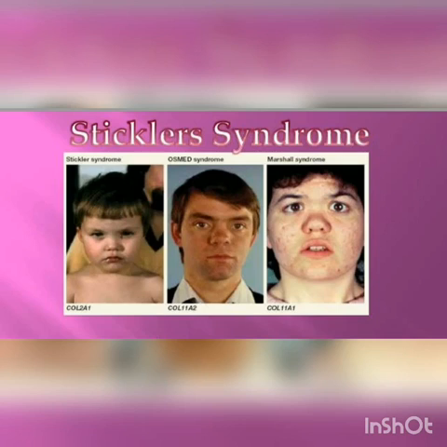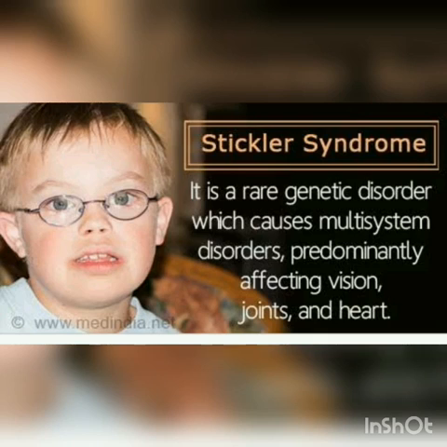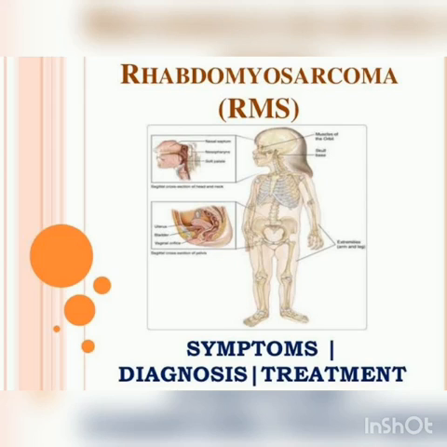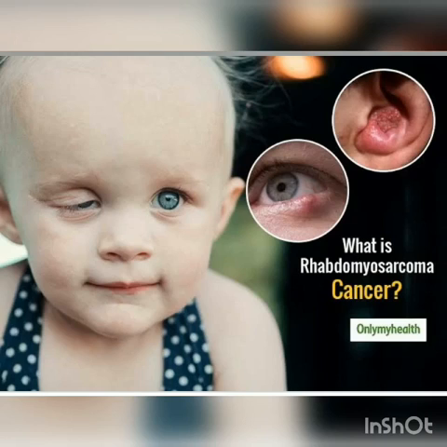Second one is the Stickler syndrome. It affects the collagen and results in facial abnormalities. Stickler syndrome makes our face abnormal. Next, third one is the rhabdomyosarcoma. It is a life-threatening tumor of head, neck, and urinogenital tract. So it is a very serious syndrome which causes a tumor in the neck, head, and in the urinogenital tract.